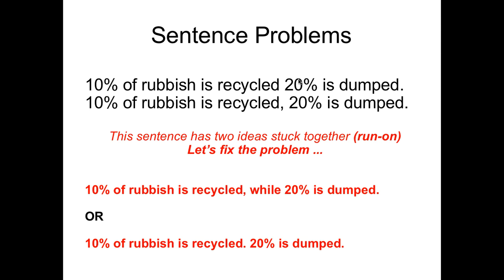10% of rubbish is recycled. Here you have a complete thought. 20%, there's your subject, or 20% of rubbish. And you have a verb as well, is. So we've got two complete ideas that are just stuck together. We could do this. 10% of rubbish is recycled, while 20% is dumped. Again, we've added a linking word. That works. Or we could chop it in two. 10% of rubbish is recycled, full stop. 20% is dumped. Now again, it depends on the style, what you want to emphasize, but either of these two options is correct.